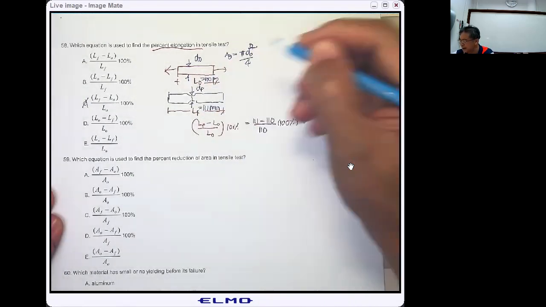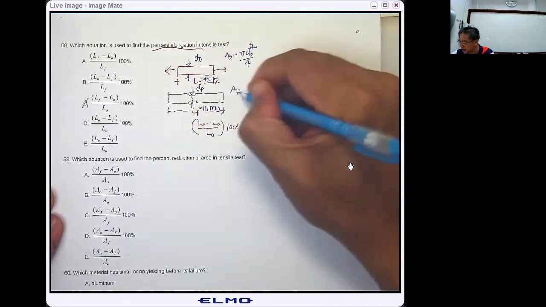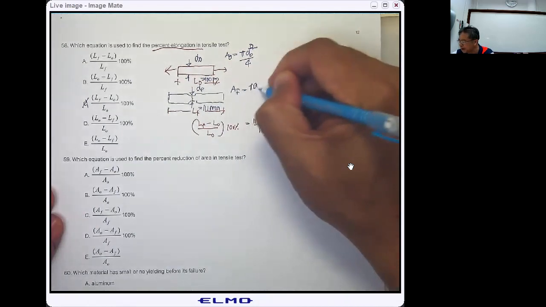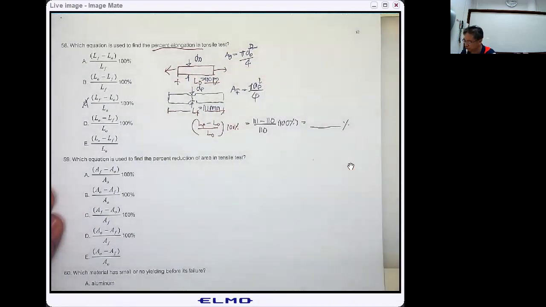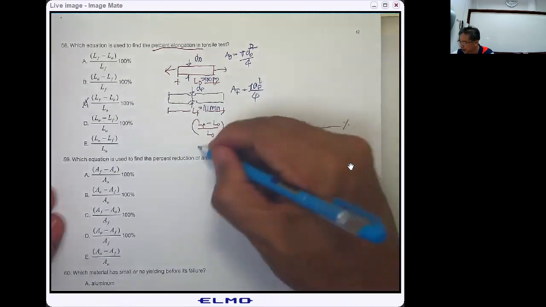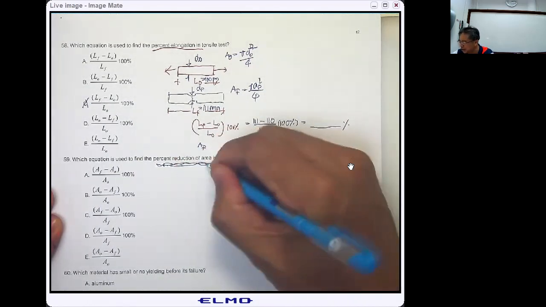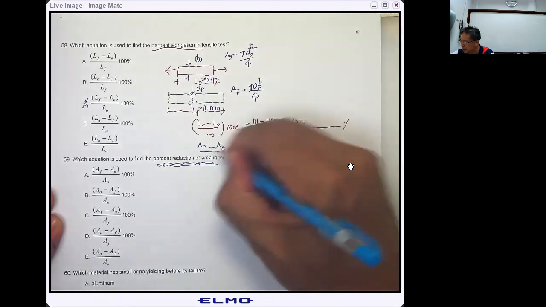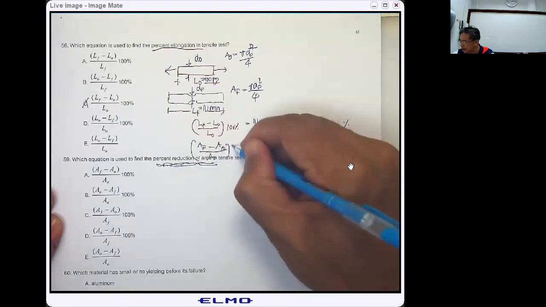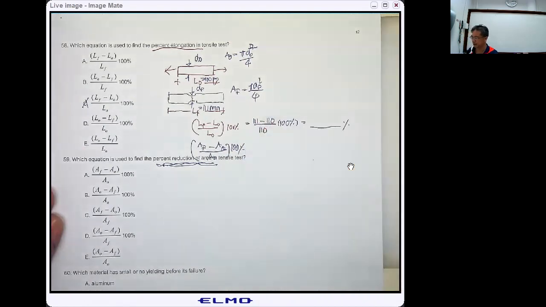This is called D sub F, and this one is going to be A sub F equals pi D sub F squared divided by 4. The same thing for this one, just A sub F. The percent reduction is A sub F minus A sub O, divided by A sub O, times 100%.